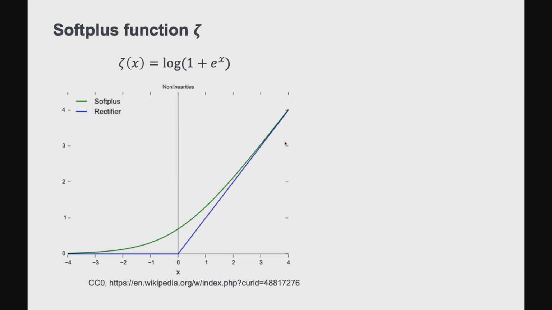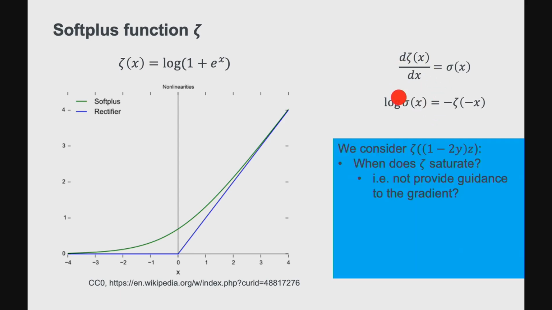So this is our loss function that we get when we use the cross entropy, and the derivative of this loss function, when we want to do a gradient descent, is again the sigmoid function. So these two are very much interwoven. And logarithm of this. So there are a number of these relationships between this softplus and the sigmoid function.